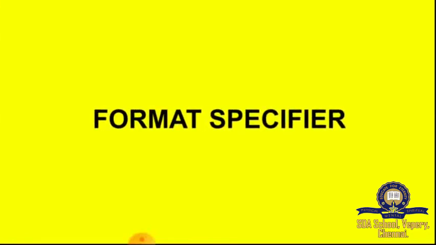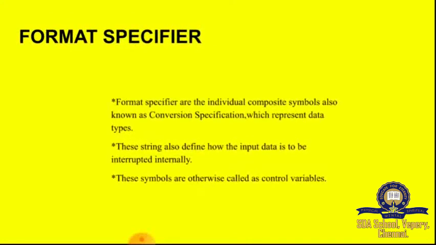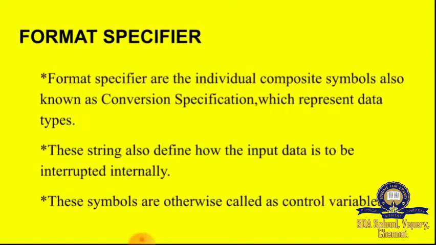Next is format specifier. Format specifiers are the individual composite symbols, also known as conversion specification, which represent data types. These strings also define how the input data is to be interpreted internally. These symbols are otherwise called control variables.